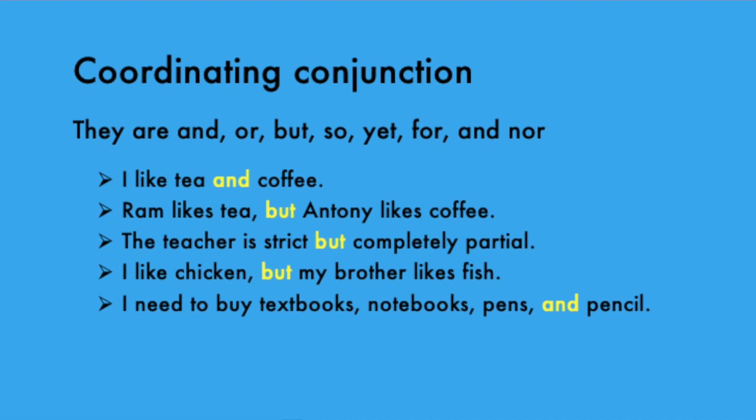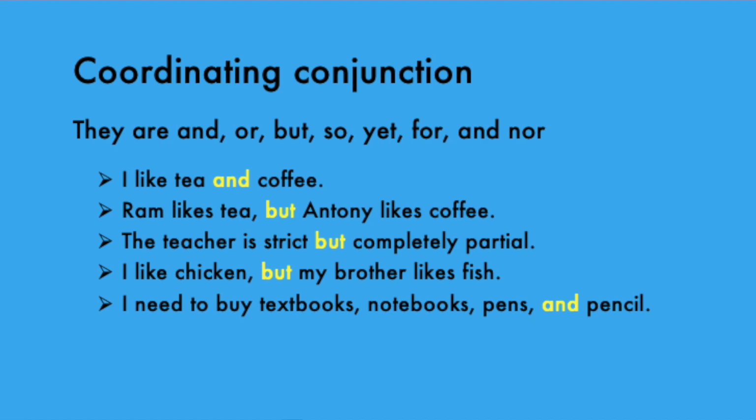The words for and nor are used as conjunctions, but they are not used a lot. For is commonly used as a preposition, not a conjunction. A coordinating conjunction joins parts of a sentence. It always comes between the words and clauses that it joins. For example, I like tea and coffee. The words tea and coffee are joined with the conjunction and.